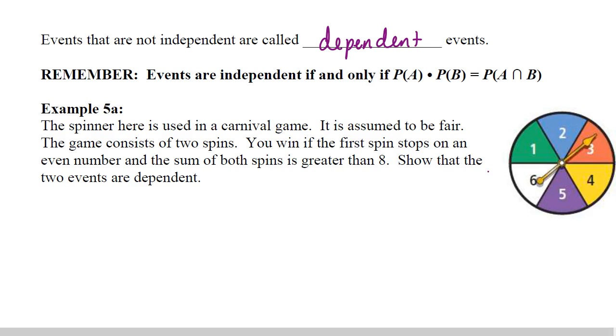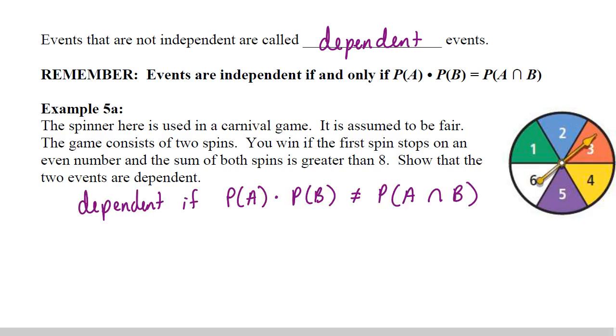So let's see how we can use that with this final story problem. A spinner is used in a carnival game. It is assumed to be fair. The game consists of 2 spins. You win if the first spin stops on an even number and the sum of both spins is greater than 8. We want to show that the 2 events are dependent. If they're dependent, that statement above is not going to be true. In other words, they're dependent if the probability of event A times the probability of event B does not equal the probability of the intersection of the 2 events.